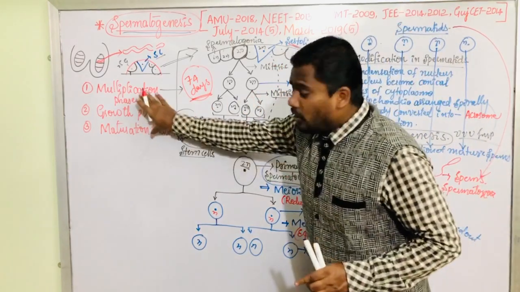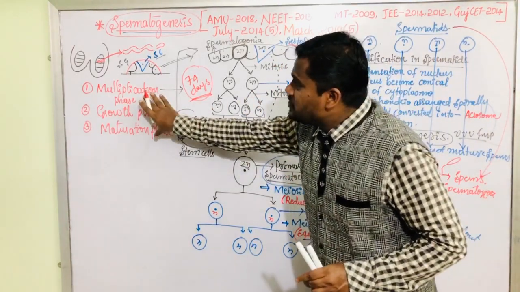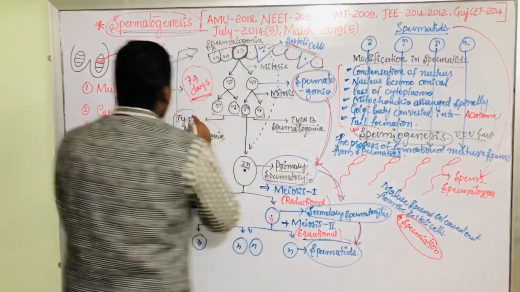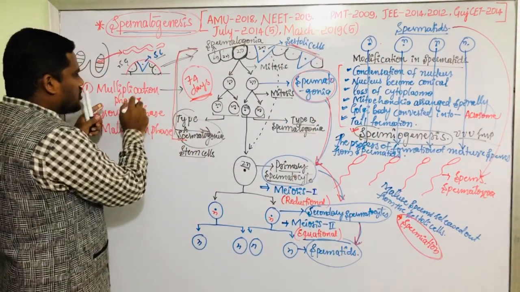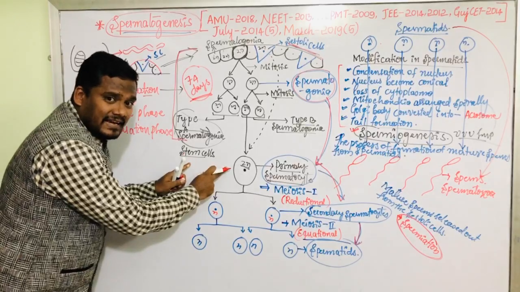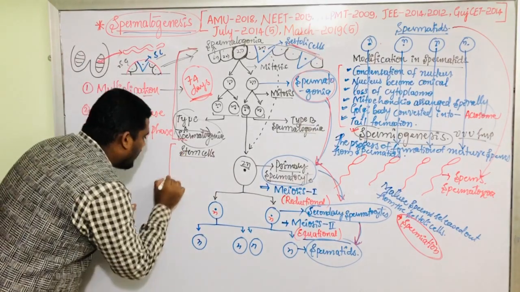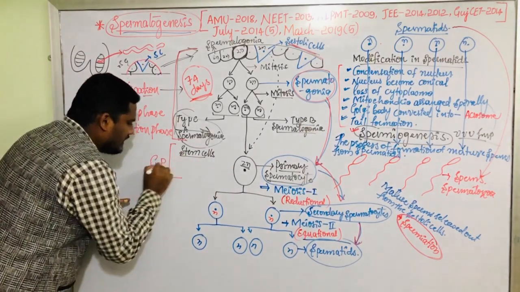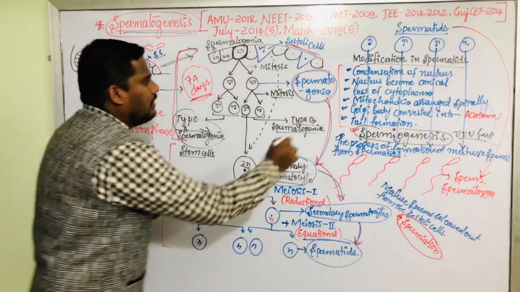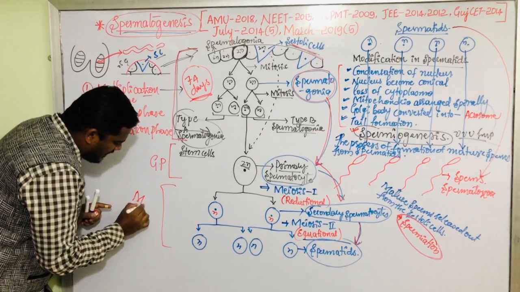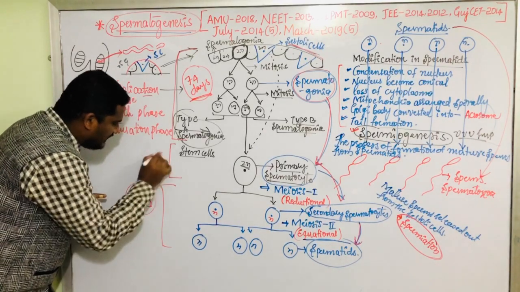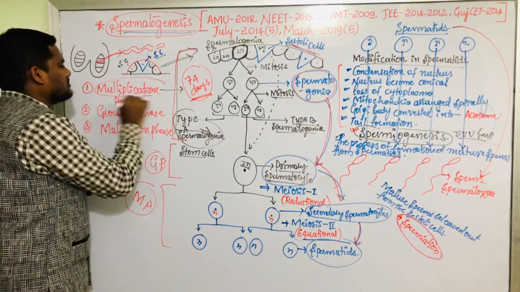Now, we forgot to mention these steps. Up to here, it is called the multiplication phase. Here the cell increases in its size. It is called the growth phase. From here up to here, the complete process is called the maturation phase. They are the three very important phases.